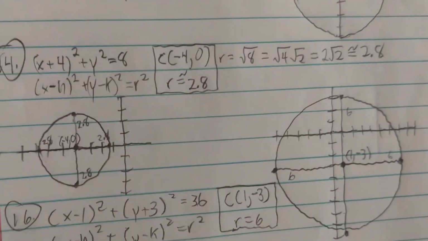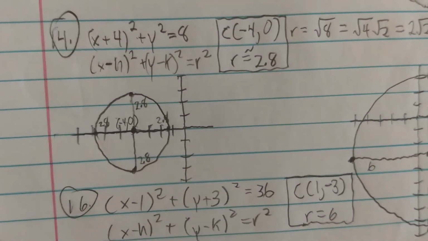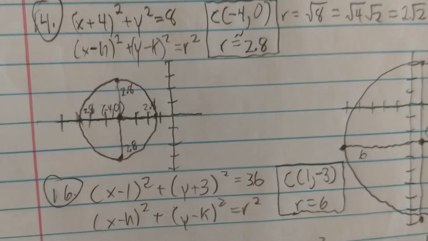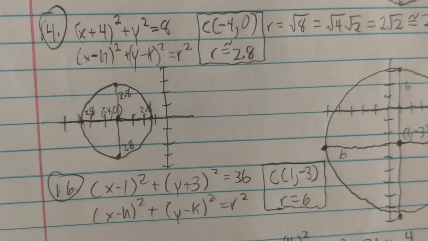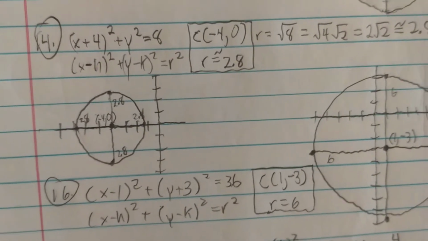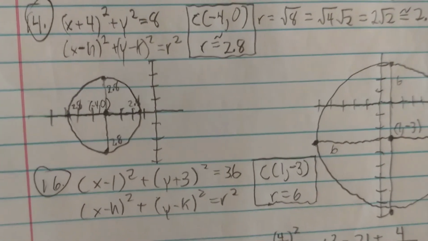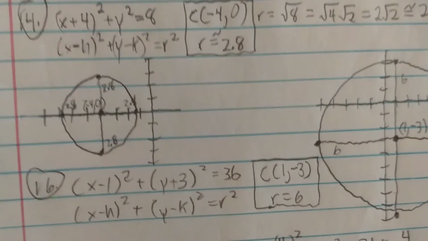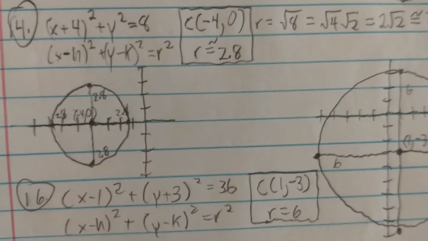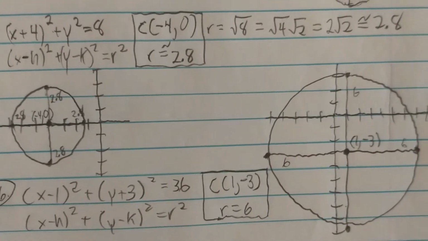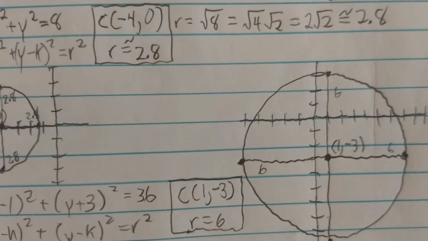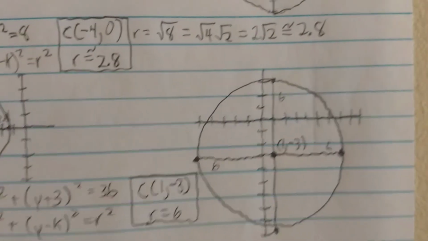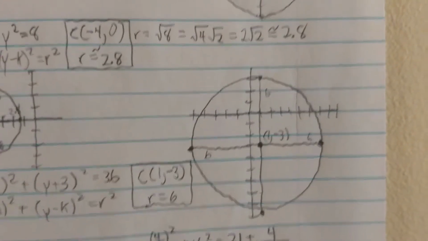Pretty easy to do. Now for 14, we have (x plus 4) squared plus y squared equals 8. And by now I think you recognize that when you see an x squared or y squared, that part of the center is 0. So here we have x minus a negative 4 squared to make (x plus 4) squared, so the center is (negative 4, 0). And r squared equals 8, so r is the square root of 8, or square root of 4 times the square root of 2, which is 2 times the square root of 2, or 2.8.